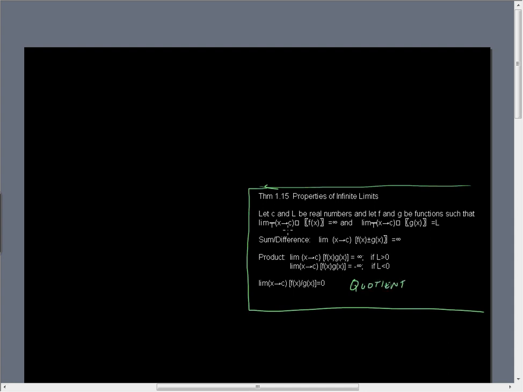Okay, so the object of this is if you can get this set up where you have the limit of some function within this larger function tends to infinity, and the other function tends to something other than infinity, then we can work these to our advantage. So if one is infinity and the other one is not, then the sum and difference go to infinity. The product goes to infinity or negative infinity, depending on whether the limit of the other one is positive or negative.